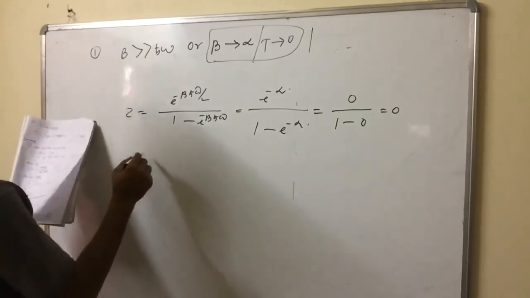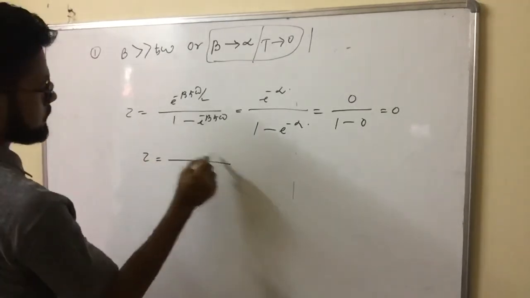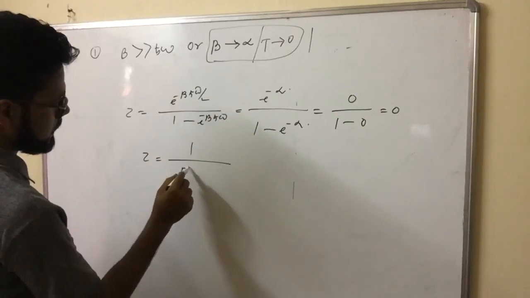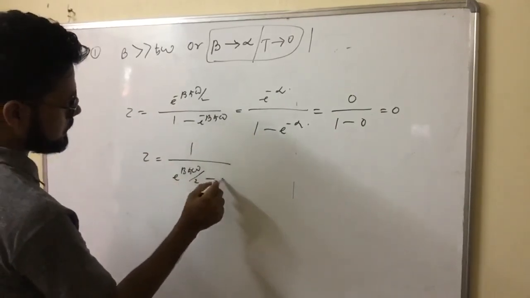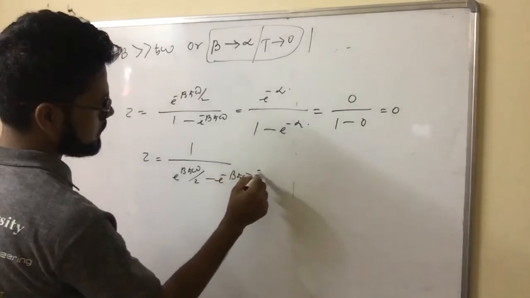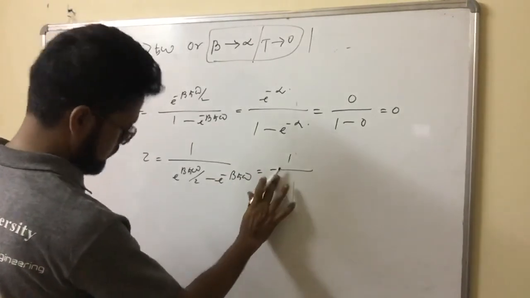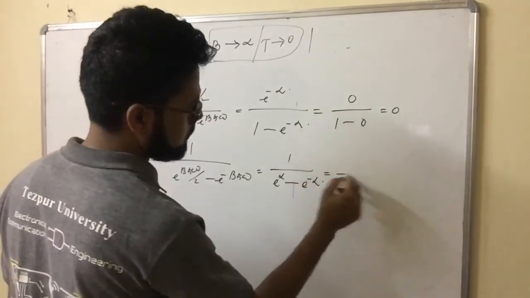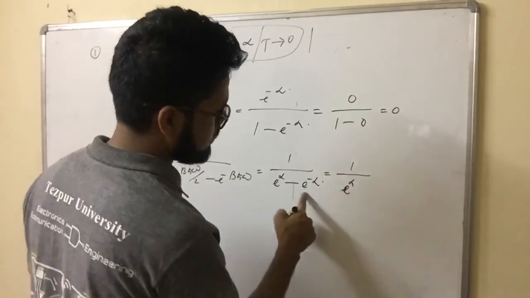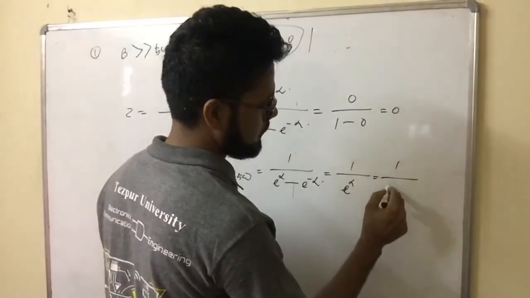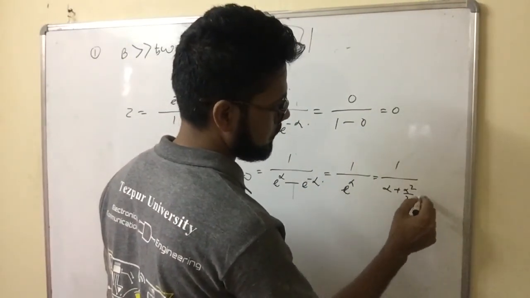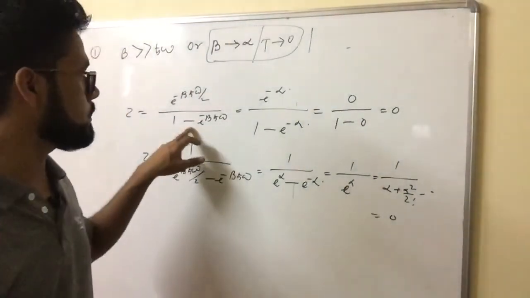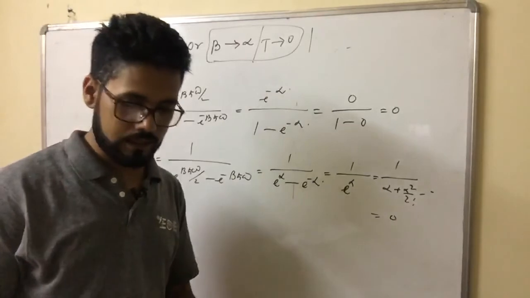you can take it from here also. Z equal to, I am using the same formula. This is one formula. Similarly, e to the power beta h cos omega by 2 minus e to the power minus beta h cos omega by 2, equal to 1 over e to the power infinity minus e to the power minus infinity. It is 0. E to the power infinity means what? 1 plus infinity plus infinity square by factorial, like that, equal to infinity, so Z equal to 0. From this equation you can verify, any equation you can verify.